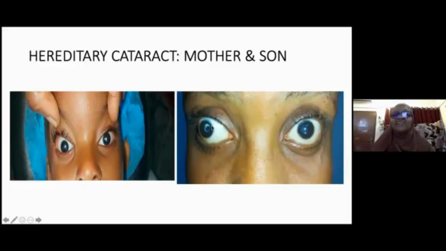This is his mother. She's had a cataract. She knows she's had poor vision from childhood. She's never had it evaluated, didn't know the cause. When we saw the son and we noticed that one of her eyes was off balance, we took a look and we found cataracts in both eyes. So this obviously is a hereditary cataract.